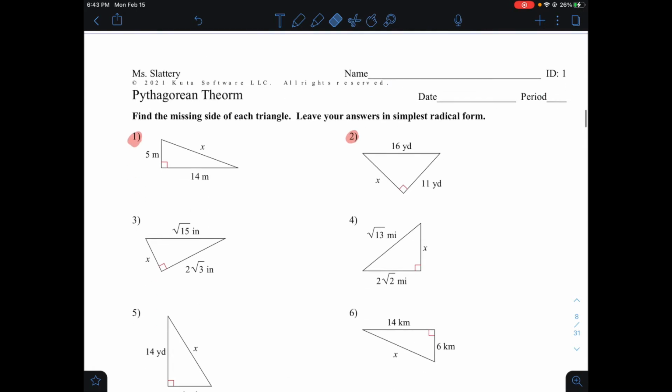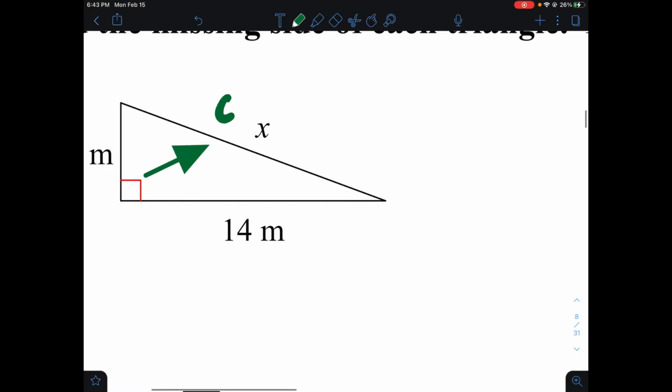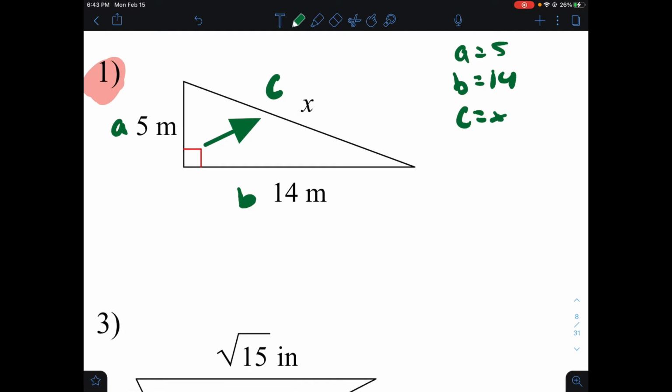Hopefully this will be pretty familiar to you. So first thing I would definitely do is label what you're going to do: a, b, and c. I would first identify your c value, and that's going to be the one right across from your 90-degree angle. So here our c is x. And again, the a and b don't really matter, so we'll say a equals 5 and b equals 14. So we'll plug that into the Pythagorean theorem. We're going to have 5 squared plus 14 squared equals x squared.